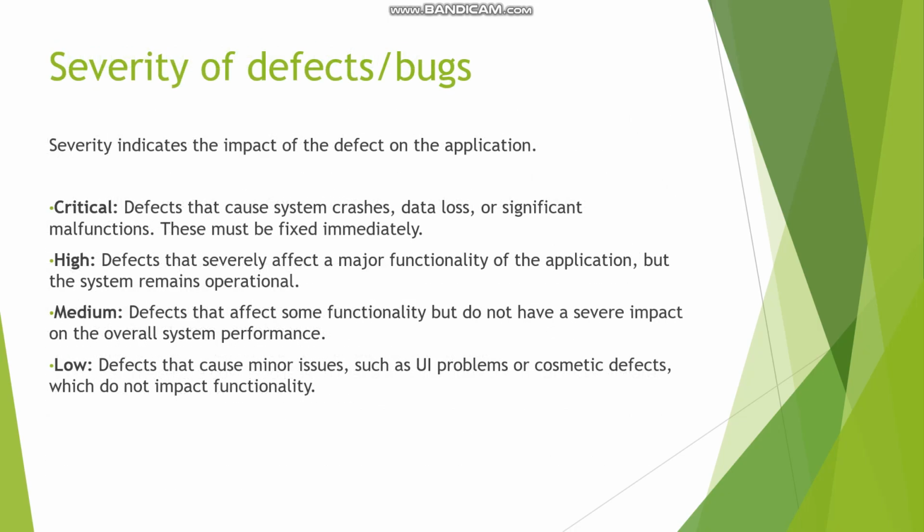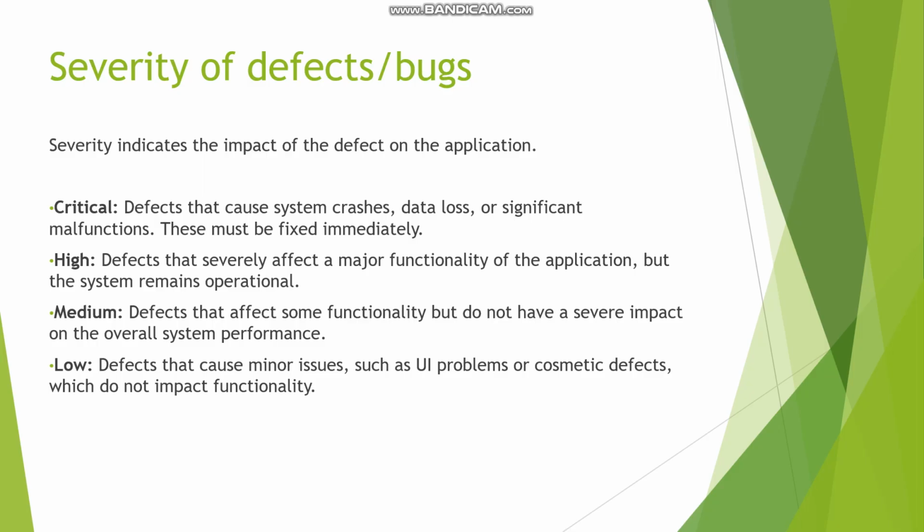Now, severity of defects or bugs. Severity indicates the impact of the defect on the application. Severity is critical, high, medium, and low. So critical means defects that cause system crashes, data loss, or significant malfunctions. These must be fixed immediately.